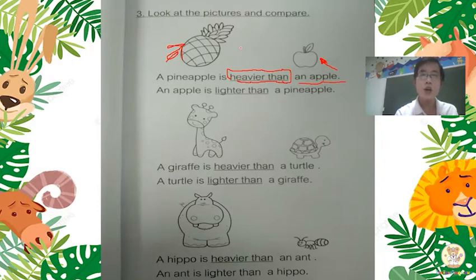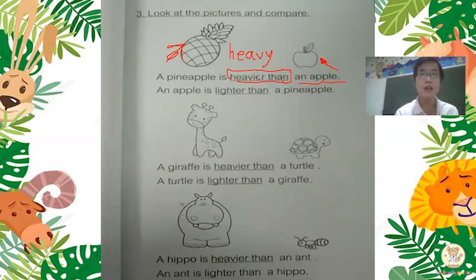The original word comes from heavy, H-E-A-V-Y, heavy. But why right now do they use IER instead of using Y? Because right now they are going to compare between two things. They want to explain that a pineapple is bigger than an apple. So it means that a pineapple weighs a lot, while an apple weighs a little.